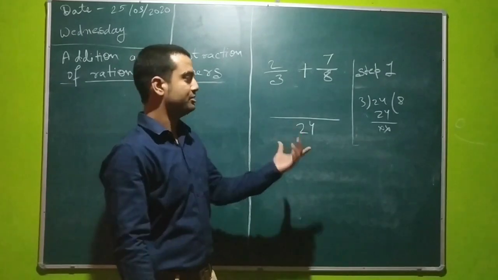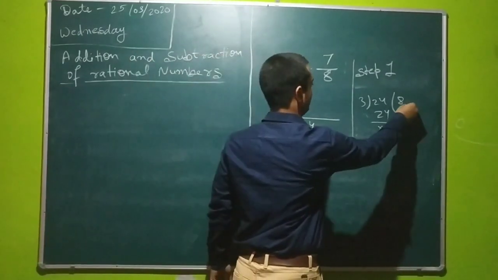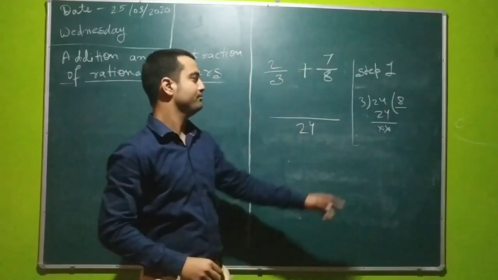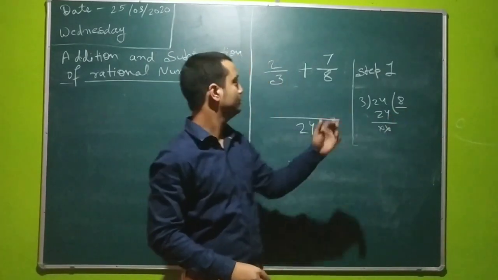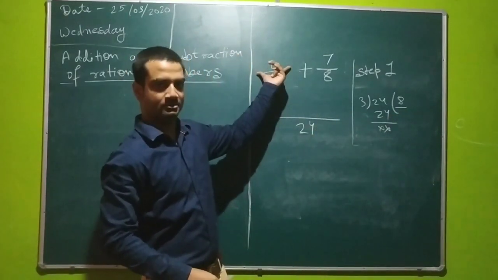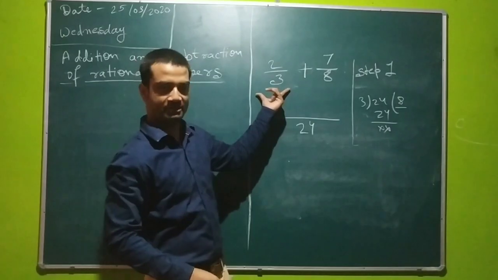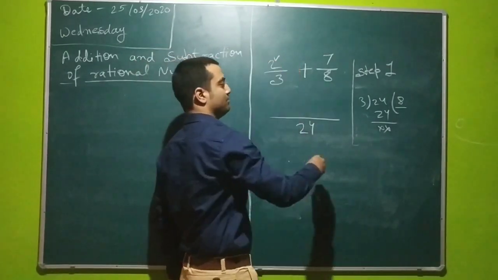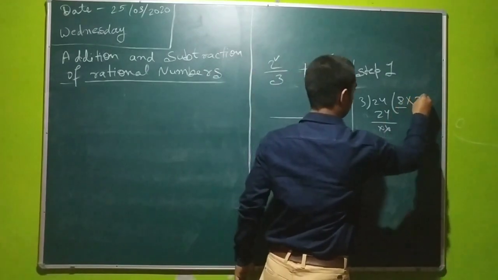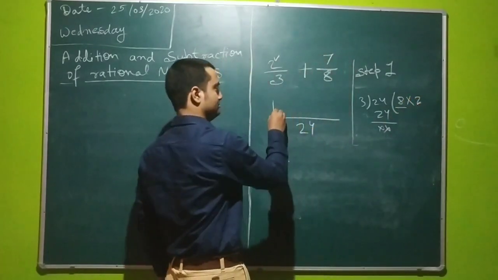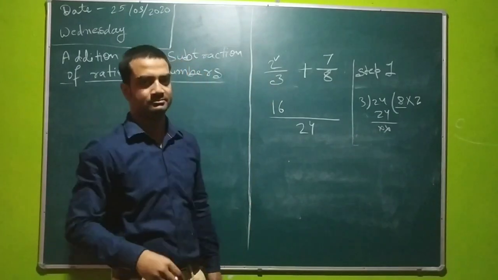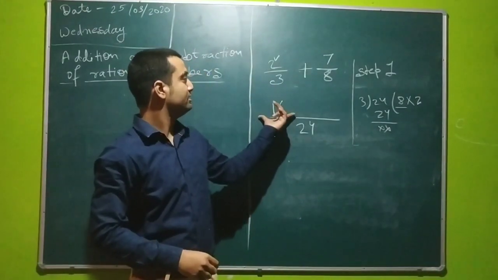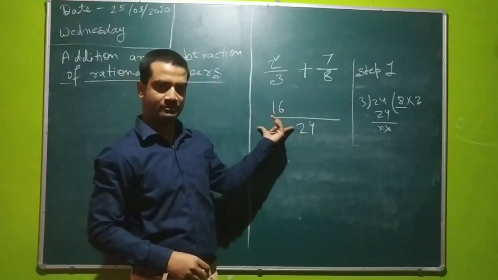0. The number of times 3 divides 24 will be multiplied with the numerator of the rational number having denominator 3. Here the rational number is 2. So when we multiply 8 by 2, we get the answer 16. So this is how we have completed the first step.